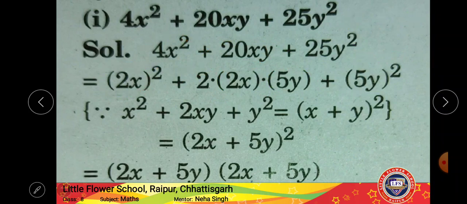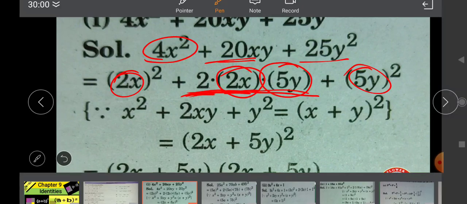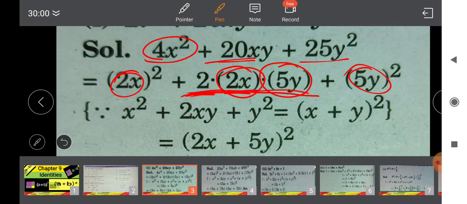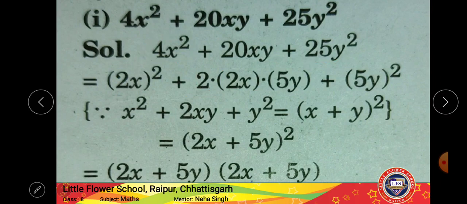First I have calculated a, 2x whole square, then I have calculated b, 5y whole square, right? After this, it is 2 into 2x, right? 2 into a into b. A is 2x, b is 5y, 2ab. Now when I am solving this, I will check also that I am getting the middle term of the expression or not. So 5 2s are 10, 10 2s are 20, and x and y, so 20xy, right? Means yes, this solution is correct.